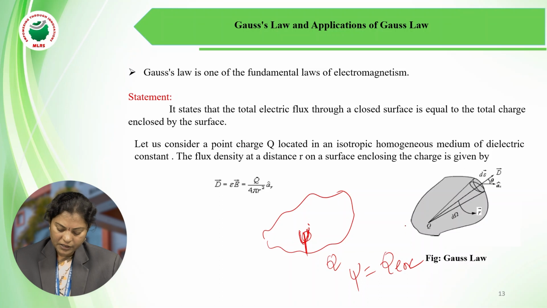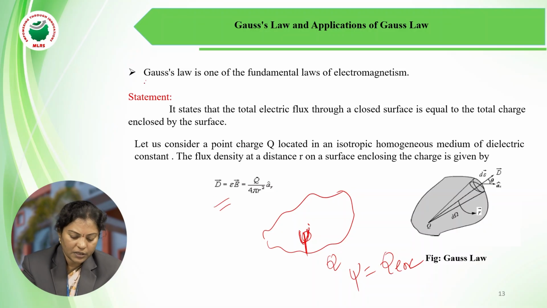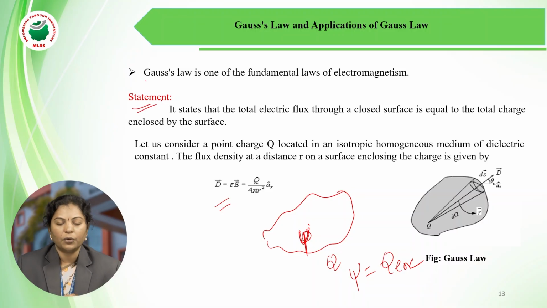For that I am considering some point charge Q located in some medium with a dielectric constant. The flux density at a distance r on a surface enclosing the charge is given by D equal to epsilon into E. As we know, D equal to Q by 4 pi r square into AR. So this is the statement of Gauss law, that is total electric flux through the closed surface is equal to the total charge enclosed by that surface.